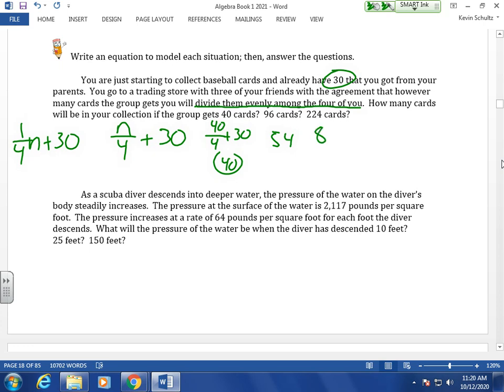56 plus 30 gives you 86 cards in all. So 40, 54, and 86 were your three answers there. The bottom one, scuba diver.